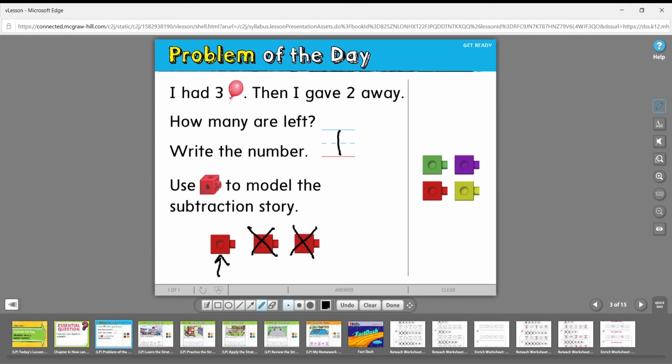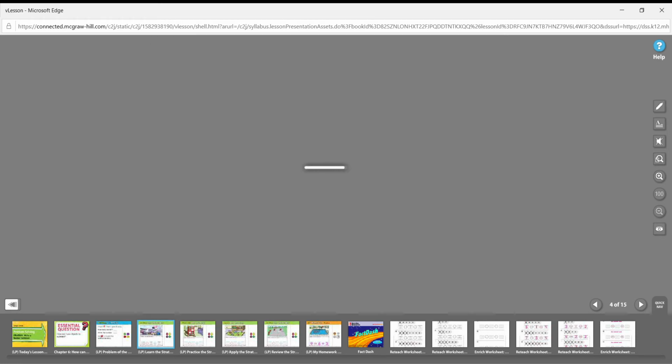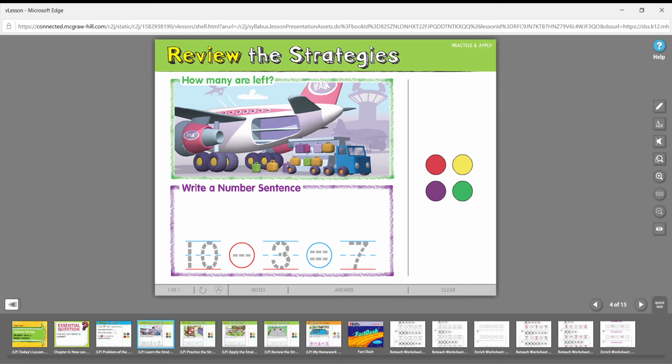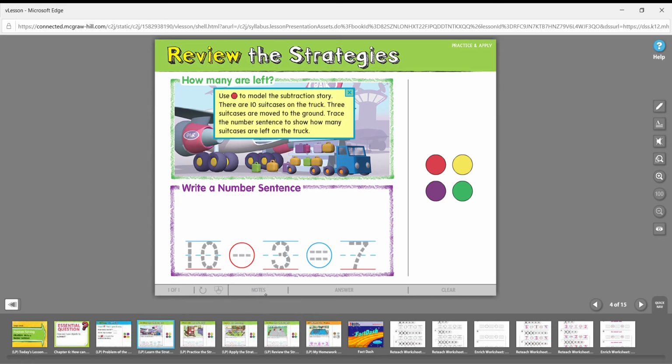I had 3 balloons, then I gave 2 away. How many are left? 1. That's a subtraction problem. So now we will practice reviewing some strategies. Okay, reviewing strategies. Let's look at what this says.